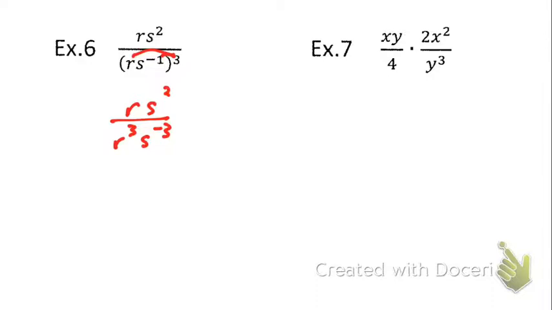So I'm going to deal with my s. I'm going to bring this up here because it has a negative exponent. So I still have r, but then I'm going to have s to the 5th power, because when you bring this up here, it becomes s to the third, and then we add those two. It's still over r to the third.